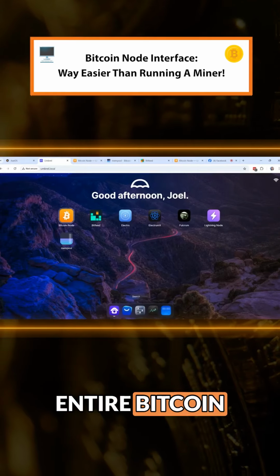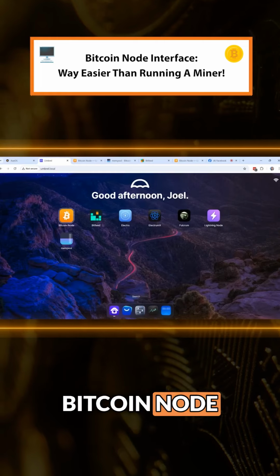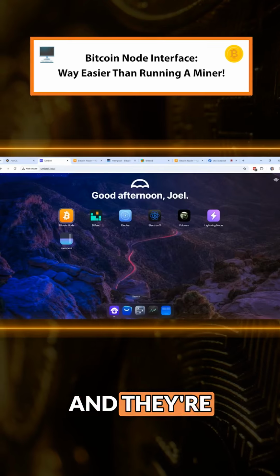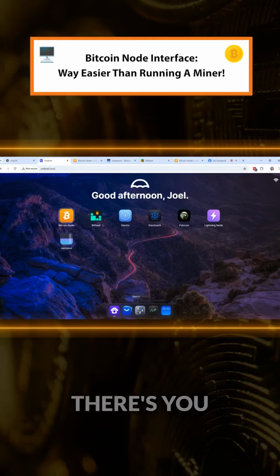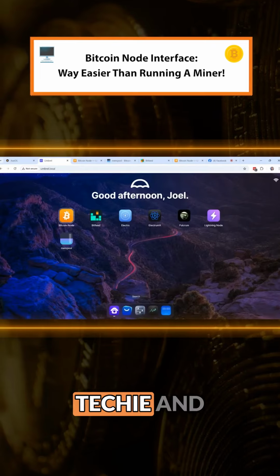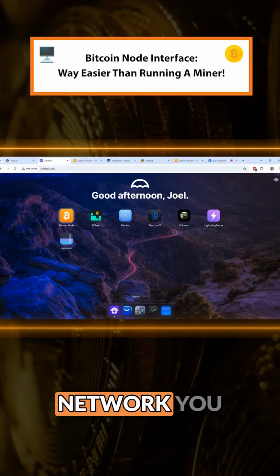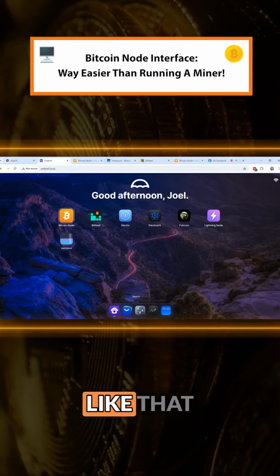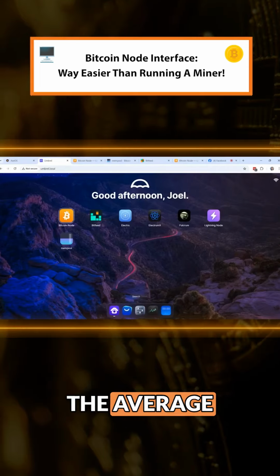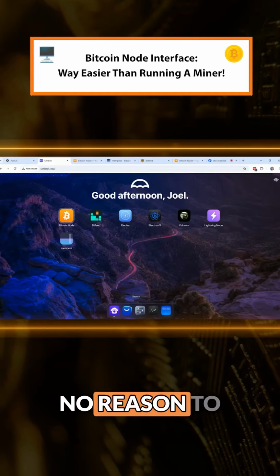I could run the entire Bitcoin network at my house if I had to. And you don't need either of these. You don't need a Bitcoin node. You don't need a Bitcoin miner because there are tens of thousands of people running Bitcoin nodes and they're all going to work fine with or without you. Although if you want to run one, there's not a downside. More is better, but there's no benefit to the average person unless you're techie and you want to process Bitcoin transactions on your own node so nobody else on the network even knows that it's you or something like that. But the only people I know that run Bitcoin nodes are super techie people. So there is no reason for the average person to run a Bitcoin node. The average sort of person that's watching my Facebook live videos, there's no reason to run a Bitcoin node.